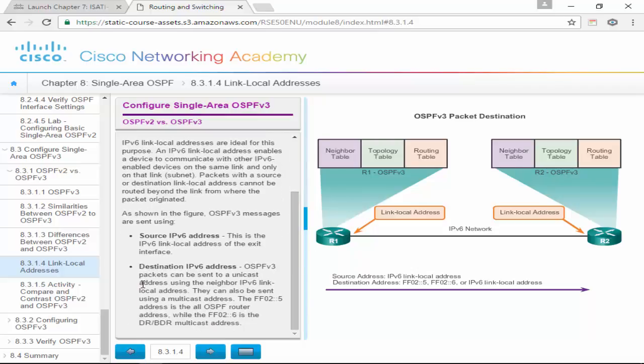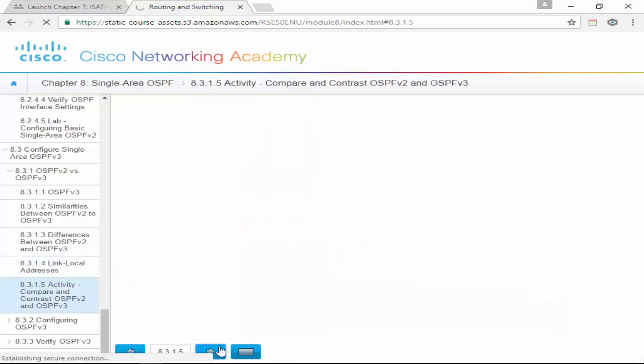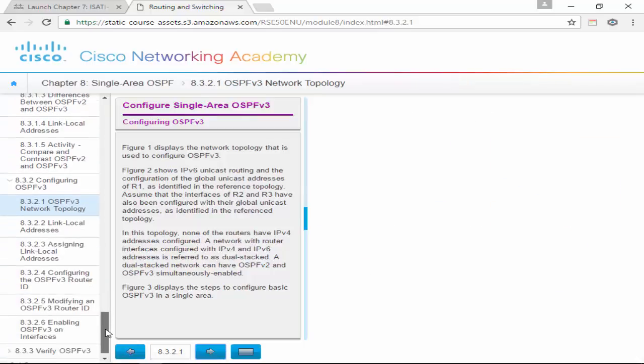The other difference is our source IP version 6 addresses are link local addresses, and they're sending to these link local multicast addresses as their destination. And that's how the routers talk to each other, rather than the physical IP address and then a multicast. It's the link local address and a destination of this FF02 in either 5 or 6.